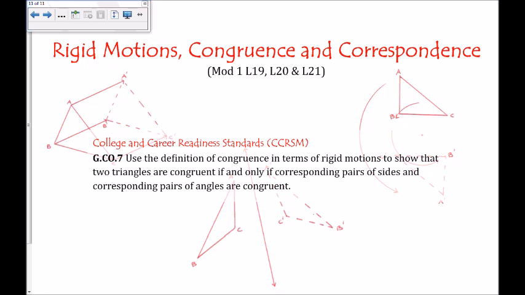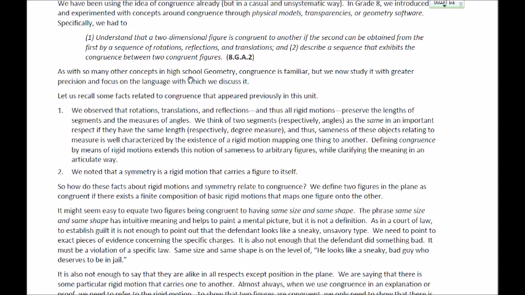of angles are congruent. Now, before we get started, I want to talk about the phrase "if and only if." If and only if means that the statement, if two triangles are congruent, then the corresponding pairs of sides and corresponding pairs of angles are congruent, that statement is true, and the converse, or the other way around, that if the corresponding pairs of sides and corresponding pairs of angles are congruent, then the two triangles must be congruent. Let's get started. I first want to define congruence.